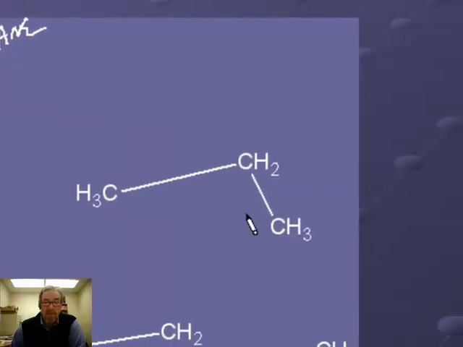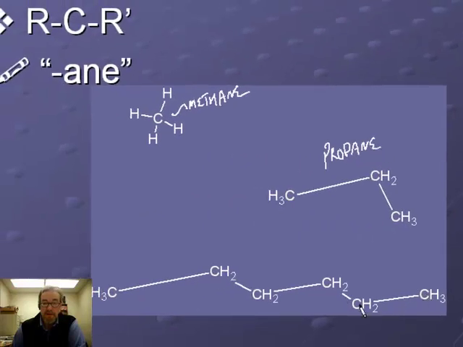Prop means 3 in the naming system. Here's a carbon chain that's 3 carbons long, and so we'd start it with prop. And because it contains only single bonds, we would end it with ane. This one is 1, 2, 3, 4, 5, 6 carbons long. Hex is the word part that means 6, and because it's only single bonded and contains only hydrogen, we end it with ane, so hexane. You might have heard of propane before, or butane. That's what these things are, single bonded hydrocarbons.